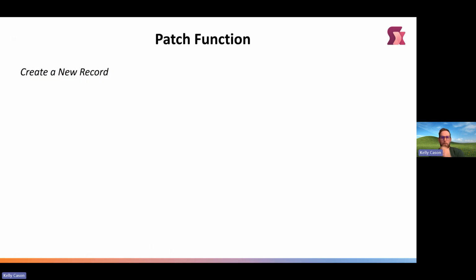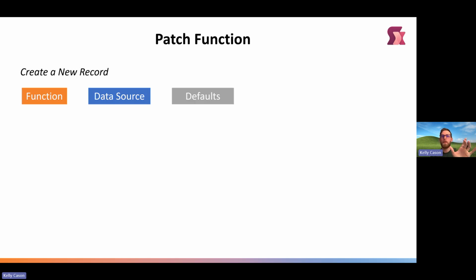So if we look at that broken out, the patch function, if we start with what it means to create a new record, you start with your patch function. Then you state your data source that you want to patch to. Then you use the defaults control, which signifies we're creating a brand new record. We are then restating our data source, and then we are choosing the fields that we want to patch.